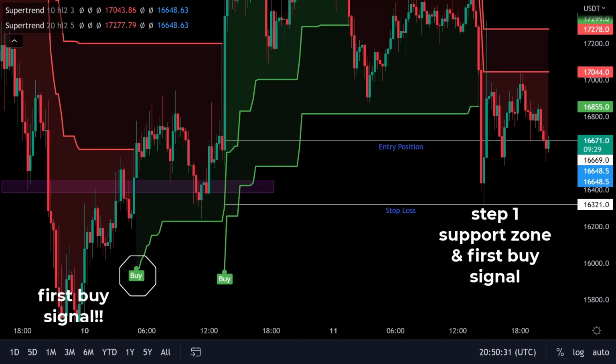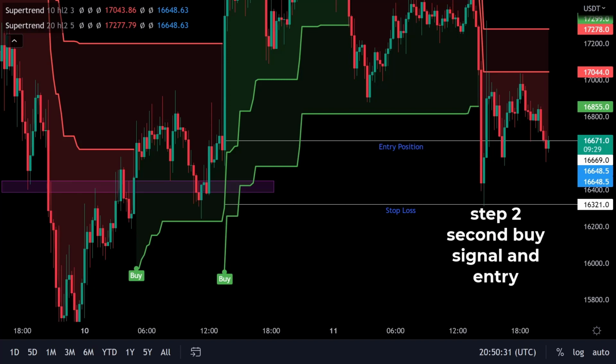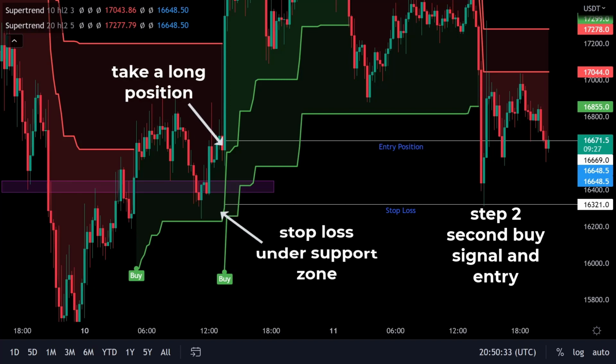The first one to appear will be one from the short-term Supertrend. Once a buy signal is spotted, we patiently wait for another buy signal to appear. Whenever we see a second buy signal originating from the higher time frame Supertrend, we step in and take a long position. We put our stop loss under our support zone.